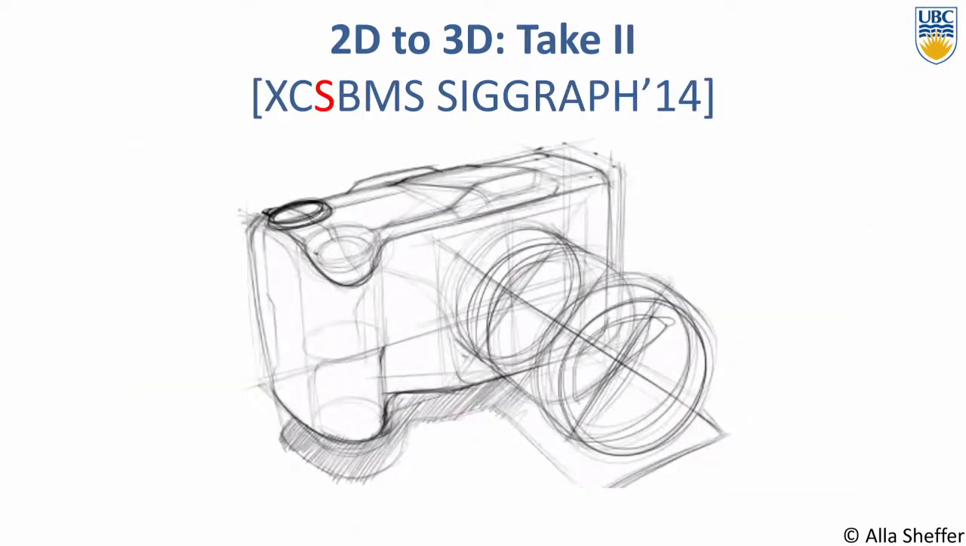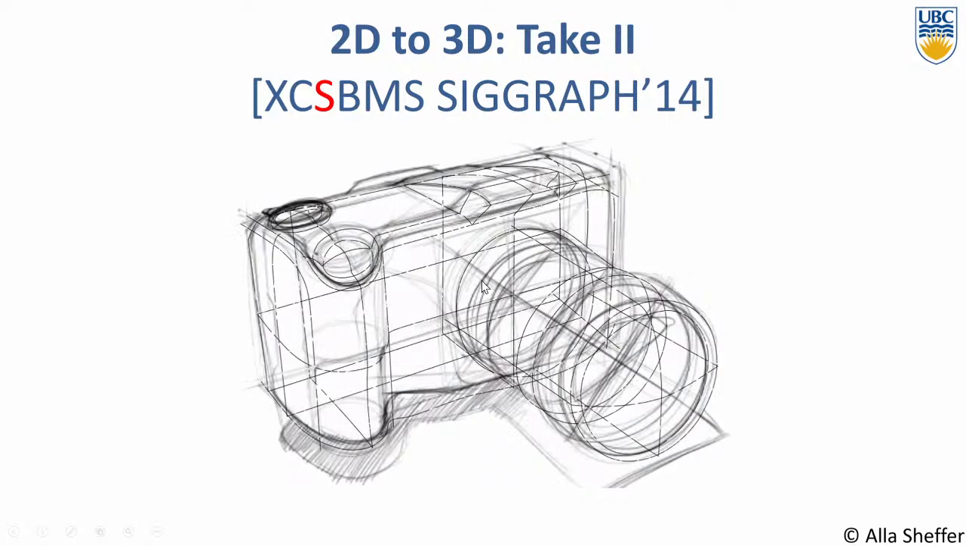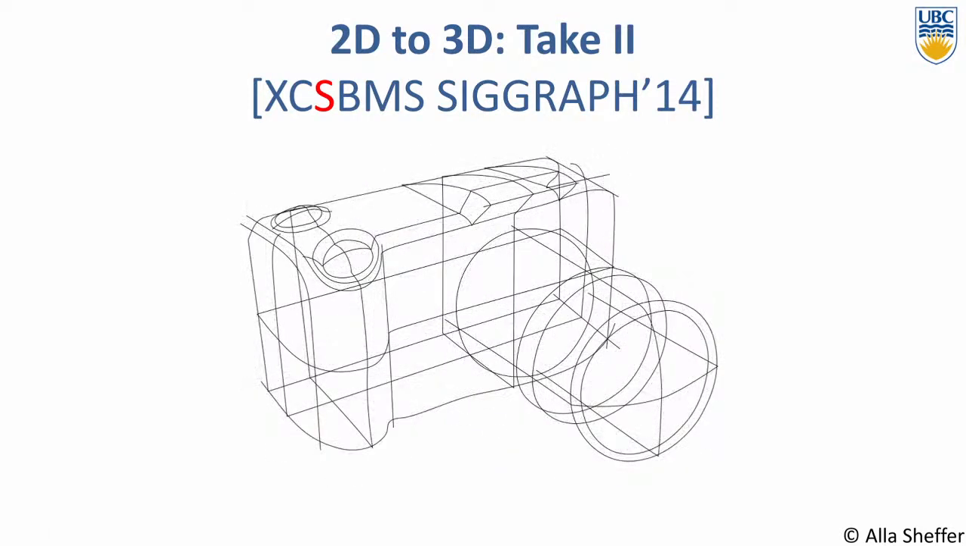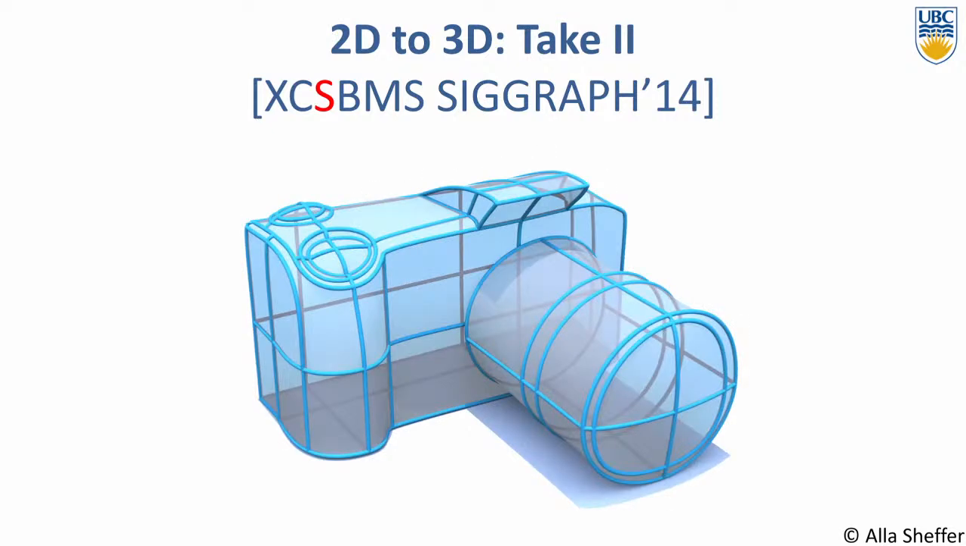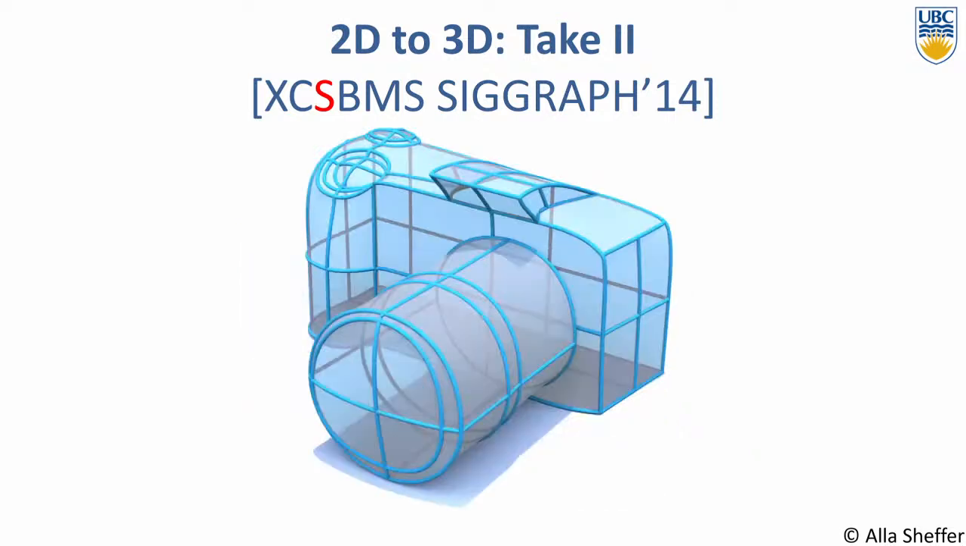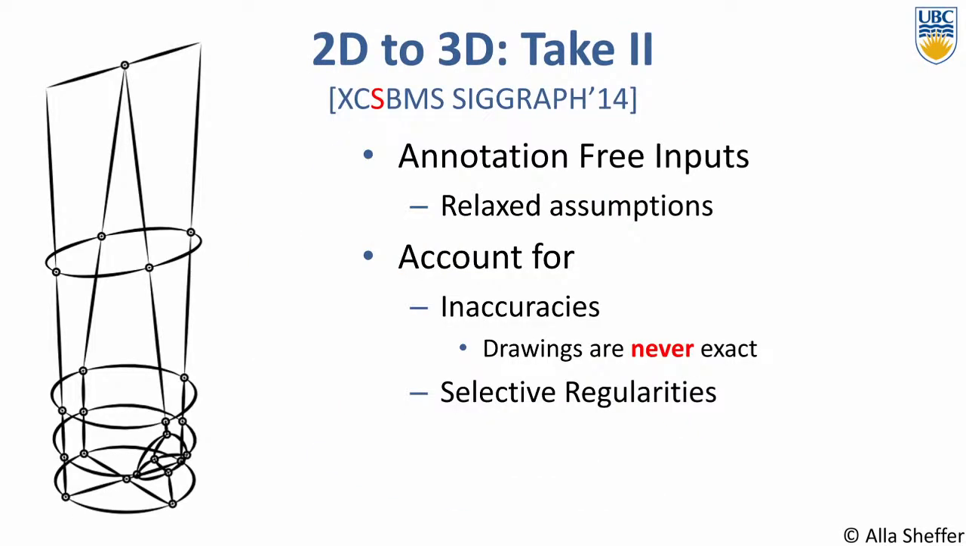So take two was SIGGRAPH 14. So we did not yet try to reconstruct something directly from this, but we went one step further from the previous paper and said, okay, here is a curve network. It's a lot more complicated than the previous scenario. It has occlusions and it has curves which are not just cross sections. Now we can get from there to a 3D object, like this. How do we get there?